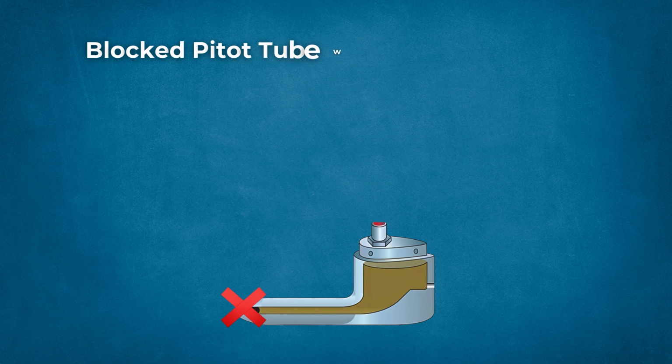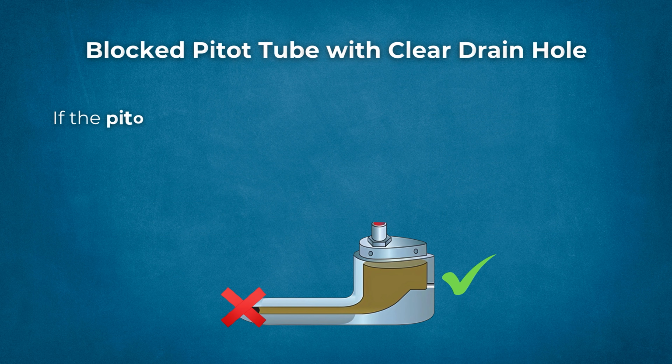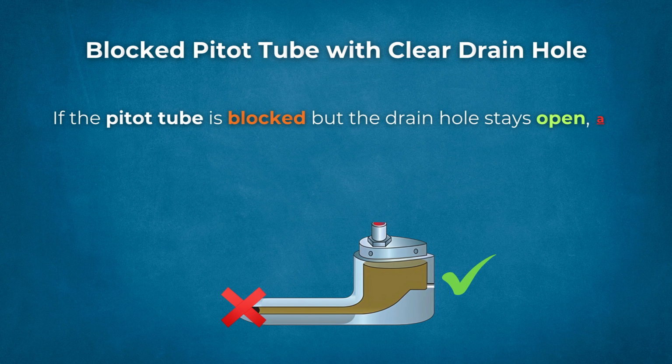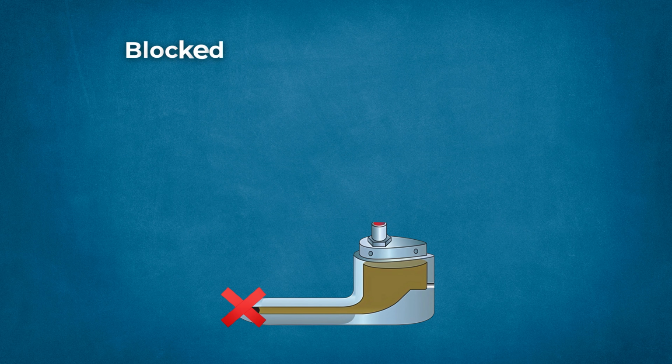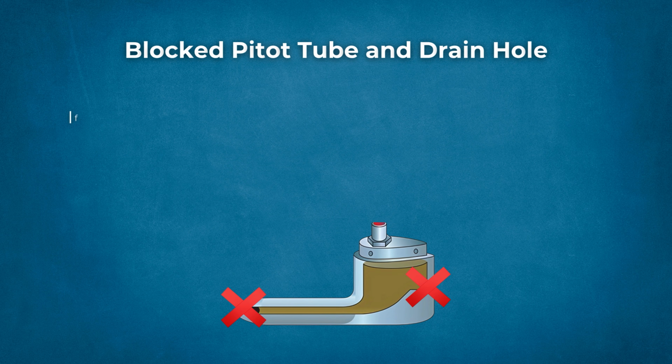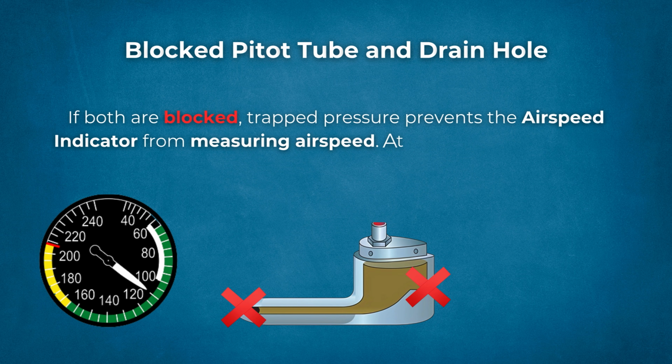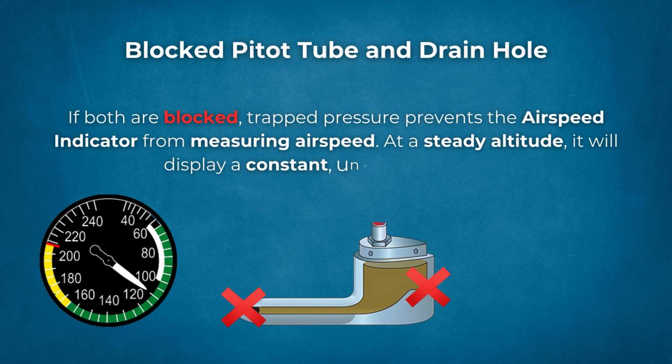Blocked Pitot tube with clear drain hole. If the Pitot tube is blocked but the drain hole stays open, air escapes and the airspeed indicator drops to 0 as pressures equalize. Blocked Pitot tube and drain hole. If both are blocked, trapped pressure prevents the airspeed indicator from measuring airspeed. At a steady altitude, it will display a constant, unchanging speed.